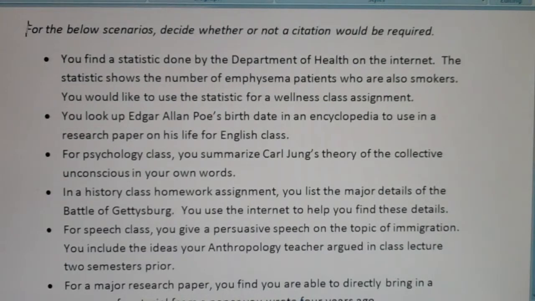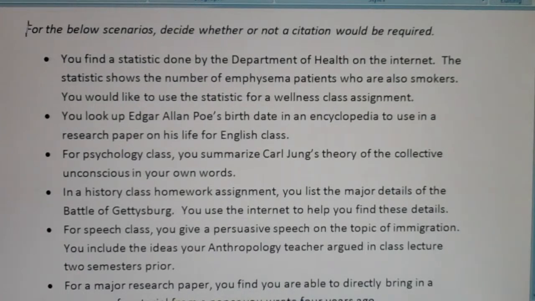Number 2, if I were looking for Edgar Allan Poe's birthday, I don't know that off the top of my head, so if I were doing a research paper about him, let's say I'm doing a biography about him, I'd have to find that out. Let's say that I use an encyclopedia to do so. His birthday, it's not going to be something that changes. That would be considered common knowledge, so the second example is one you would not have to provide a citation for.